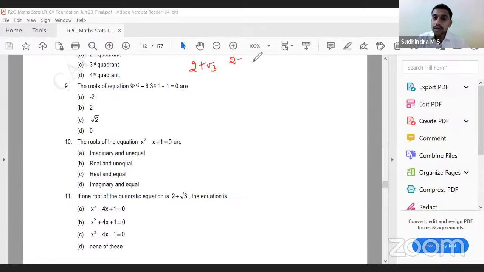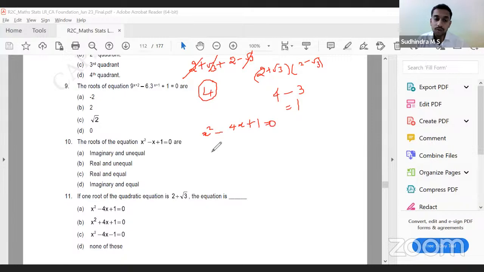So how do we get the equation? Sum of the roots, product of the roots. Sum of the roots is 2 plus root 3, 2 minus root 3. So 2 plus 2 is 4, plus root 3 minus root 3 gets cancelled. Sum of the roots is 4. Product of the roots: 2 plus root 3 into 2 minus root 3, a plus b into a minus b, a square minus b square. That is 2 square is 4 minus root 3 square, which is 3. 4 minus 3 is 1. Product of the roots is 1. So the equation is x square minus sum of the roots into x plus product of the roots equal to 0. x square minus 4x plus 1 equal to 0.